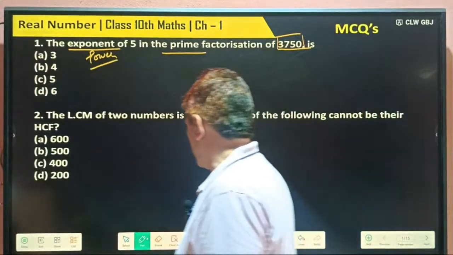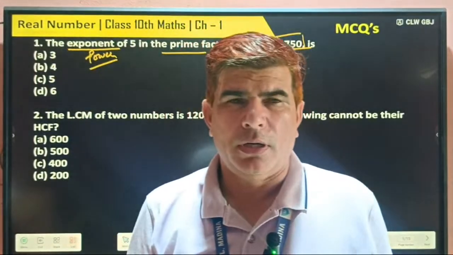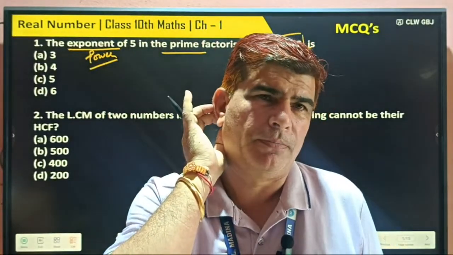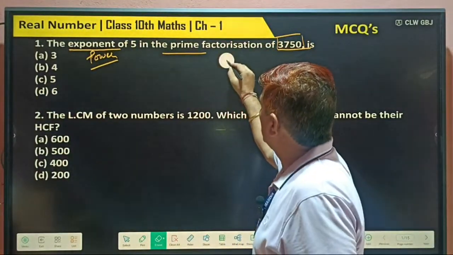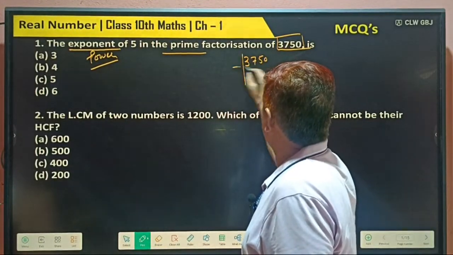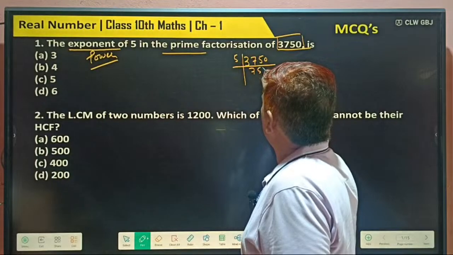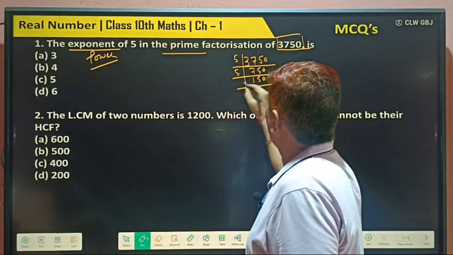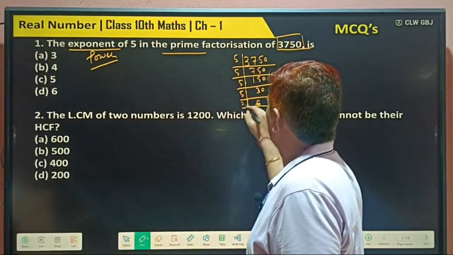Prime factorization, you understand? What are prime numbers? Those which are divisible only by 1 and itself. And if you count how many prime numbers lie between 1 and 100, the total is 25. So make the prime factorization of 3750. Divide by 5: 5 sevens are 35, 5 fives are 25, again divisible by 5, 5 ones are 5, 5 fives are 25, again 5 sixes are 30, again 5, then 2 and 3.